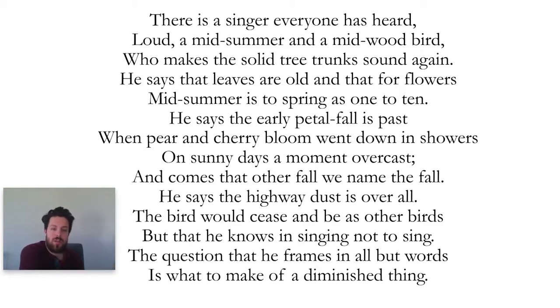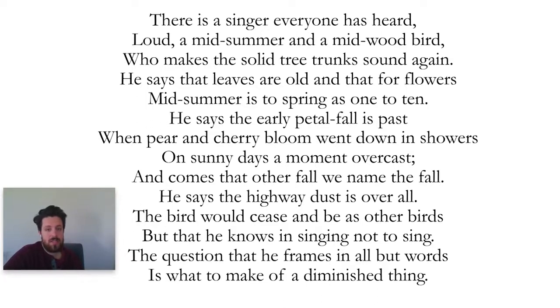He says as well that the early petal fall is past, when pear and cherry bloom went down in showers on sunny days, a moment overcast. That is one of my favorite descriptions for spring. Right now, all the blooms are everywhere, right? We get these pear and cherry blossoms all over the place. Magnolia trees are blooming, and all of a sudden, very quickly, in like a weekend, they'll all be gone. Those initial blooms will fade away.